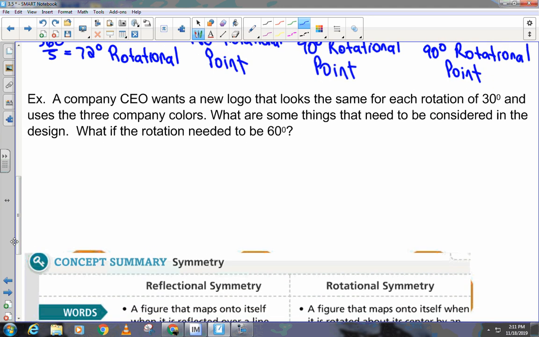Okay, here's a good question. A company CEO wants a new logo that looks the same for each rotation of 30 degrees, and uses the 3 company colors. What are some things that need to be considered in the design? And then we're going to talk about what would need to be considered if it was going to be 60 degrees. So you're in charge of making a design for the company, but your CEO wants it to be rotationally symmetrical at every 30 degrees. So what does that tell me?